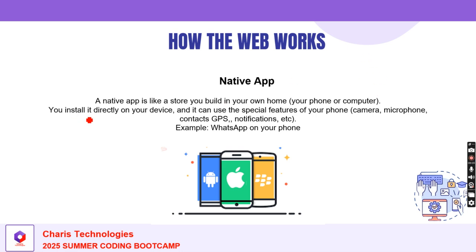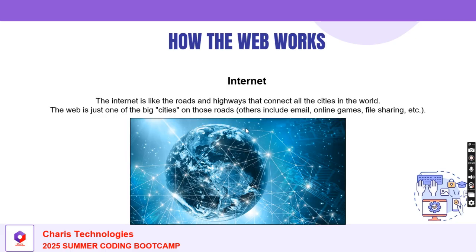So native apps are installed directly on your device, and they can use special features of your phone, like your camera, your microphone, your contacts, your GPS, your notifications. So native apps can use this. An example is WhatsApp on your phone, and you know a lot of them. Even your Chrome on your phone, that's a native app.